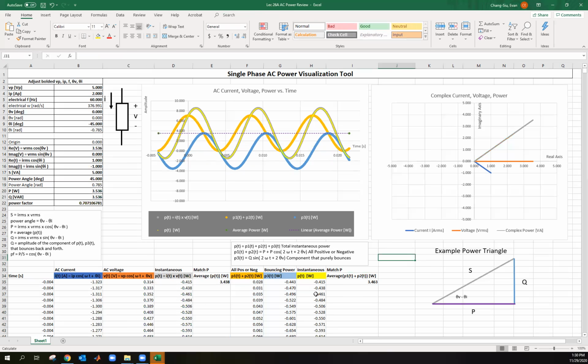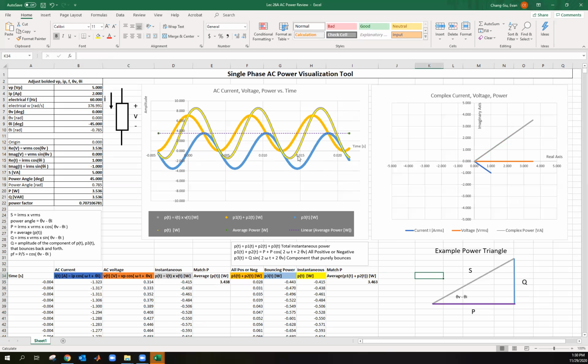And look on the chart, notice that the total instantaneous power in yellow is exactly on top of the gray instantaneous power over here, right? And you can see the yellow and gray right on top of each other. So the addition of these two sum to this.